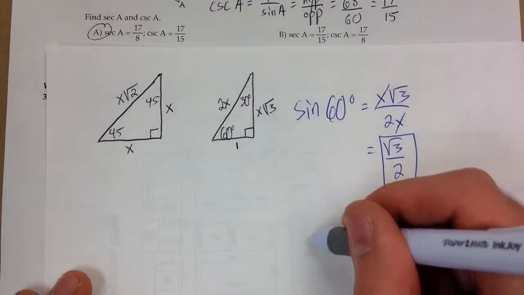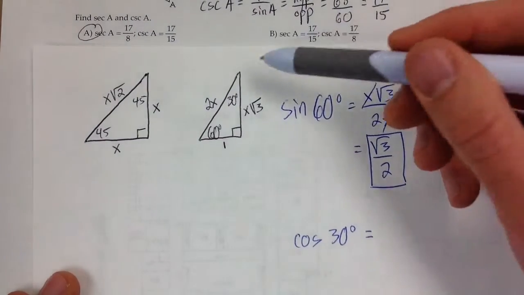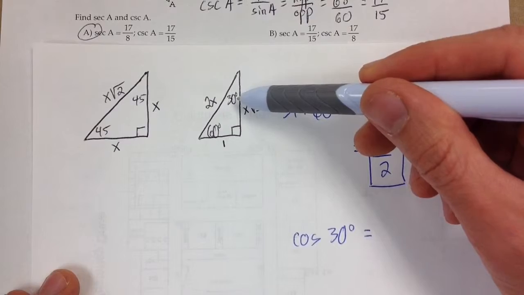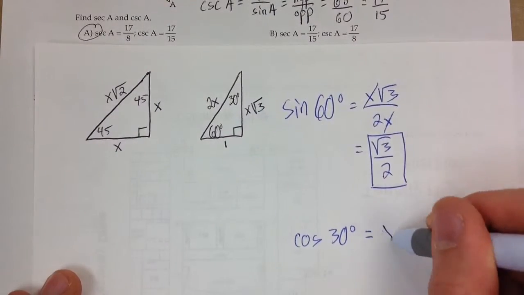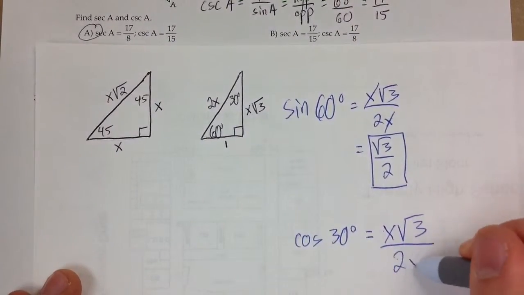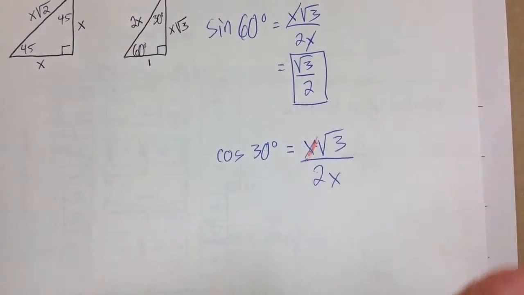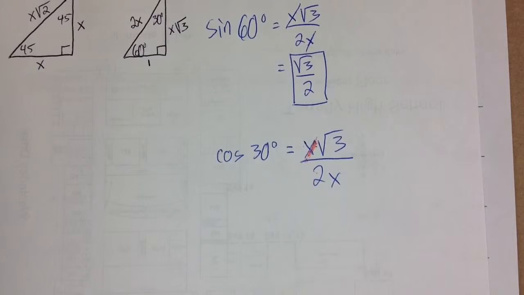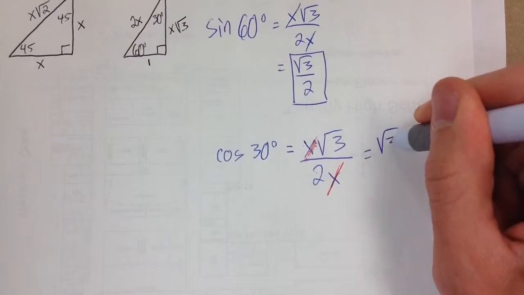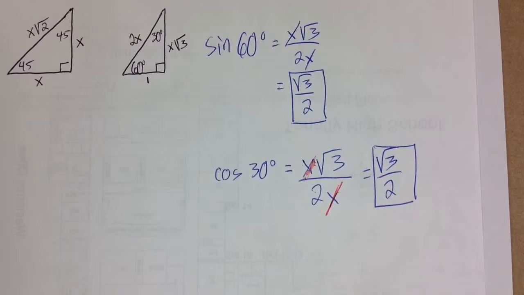Cosine of 30. Did we get to that one? Okay, so again, a review. 30 degrees is your angle of interest. You need to know that cosine is adjacent, in this case x root 3, over hypotenuse, 2x. Again, the x's cancel. And you're left with the square root of 3 over 2. As I believe I said yesterday, it is no coincidence that the cosine of 30 degrees is equal to the sine of 60 degrees.